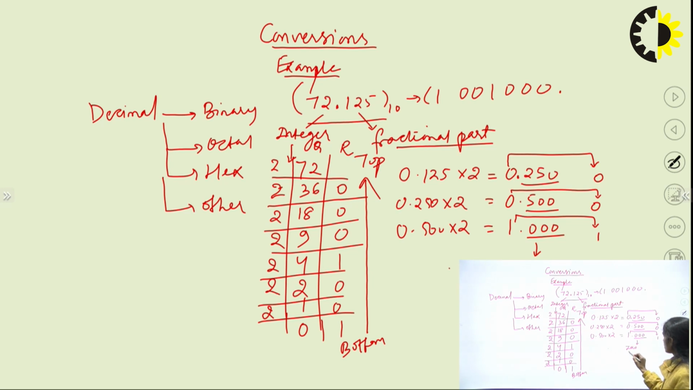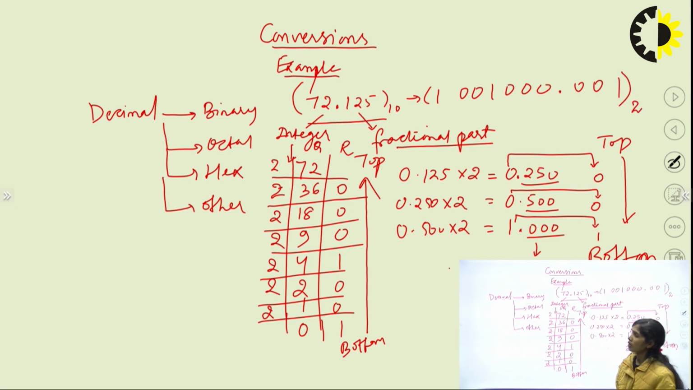So the procedure is to multiply the fractional part with the base until the fractional part becomes 0. And after that I will take this number in binary equivalent form from top to bottom approach. So it will be taken as 0.001. So this is the complete binary conversion of 72.125.